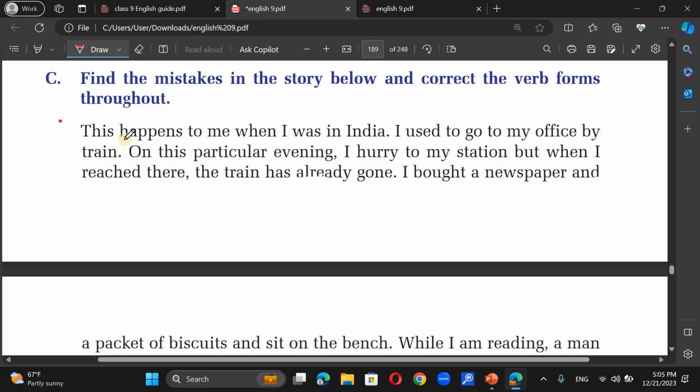So here, this happened. Here you have to write "this happened". Okay, this must be in past tense. Write down verb two. This happened to me. When I was in India, I used to go to my office by train. On this particular evening, I hurried. So you have to write verb two also. I hurried to my station, but when I reached there, the train had already left. So here, actually, past perfect.